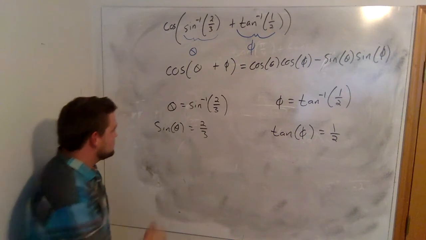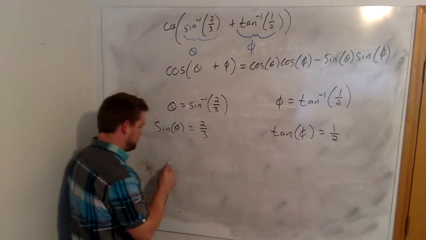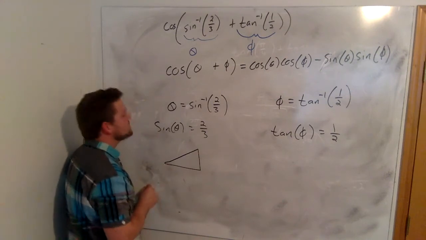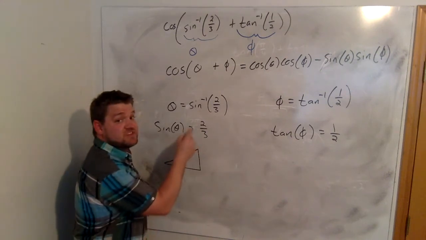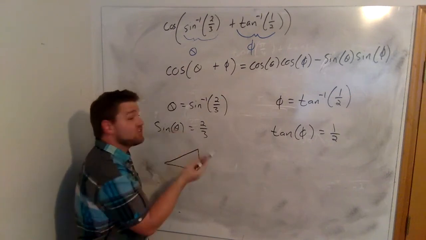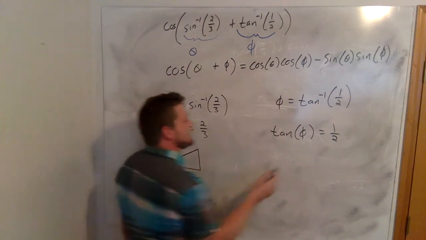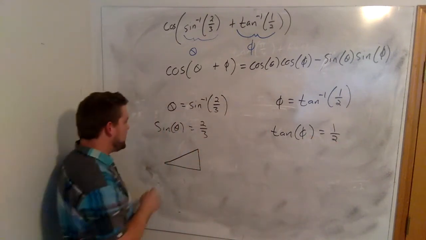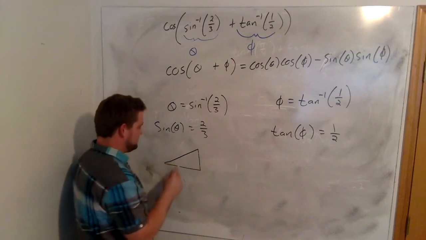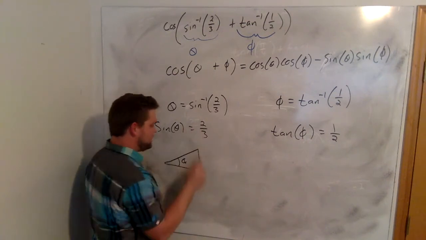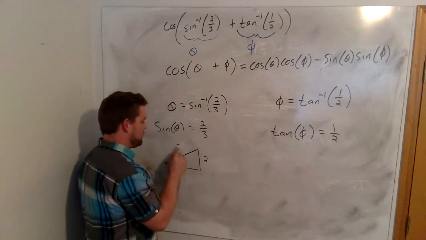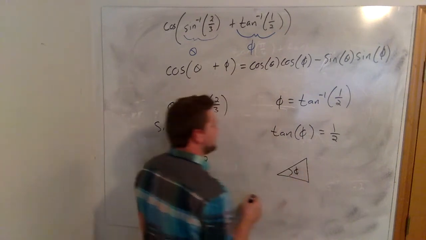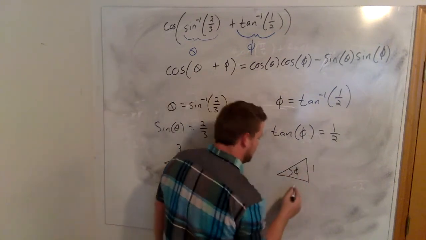Okay, so let's draw a triangle. Let's draw a triangle for these. I guess if this was negative, then we would know that theta would actually be in quadrant 4 instead. Similarly, if this was negative 1/2, phi would be in quadrant 4. Okay, so here is theta. Sine is opposite over hypotenuse. Over here, we have phi. Tangent is opposite over adjacent.